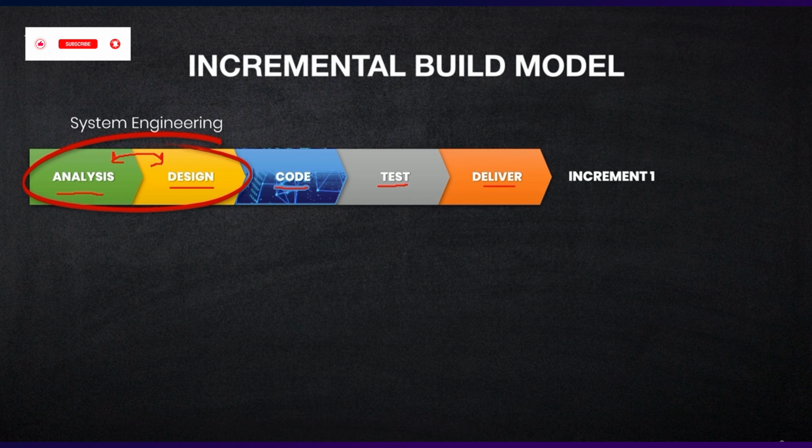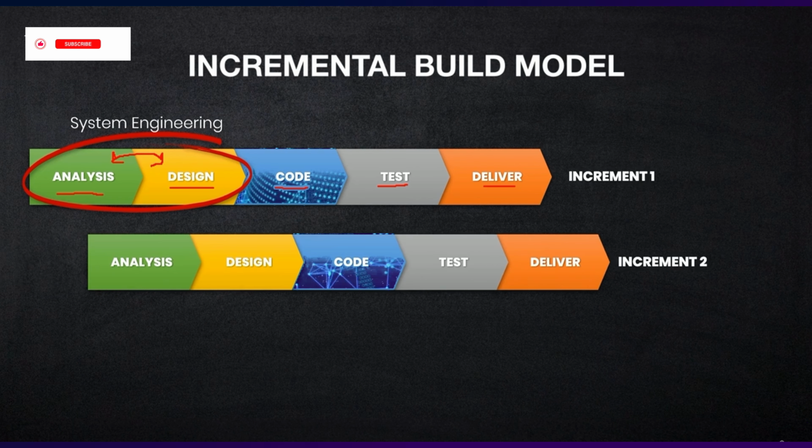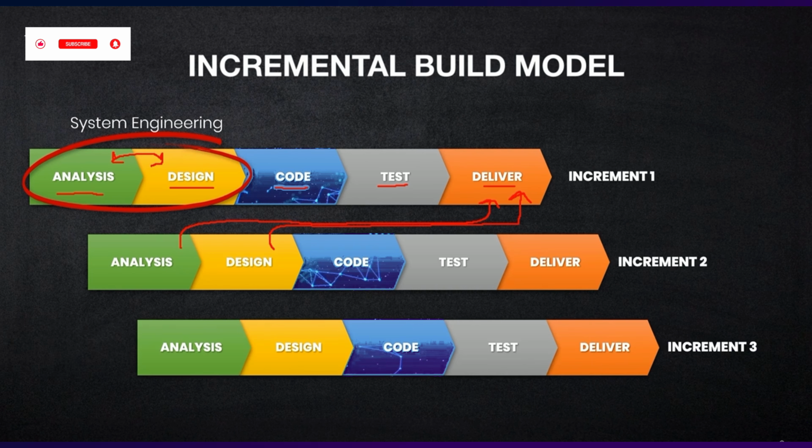Then as we have done one chunk of work, now we have increment 2 where we perform more analysis based on the last delivery. What do we need to do now based on the last delivery? What do we need to design to continue this project, and then on and on until we complete the project.